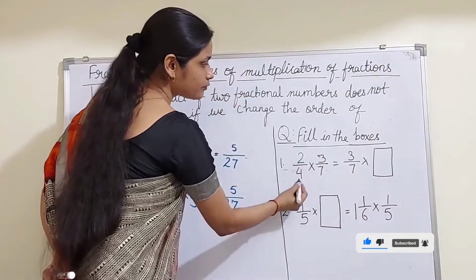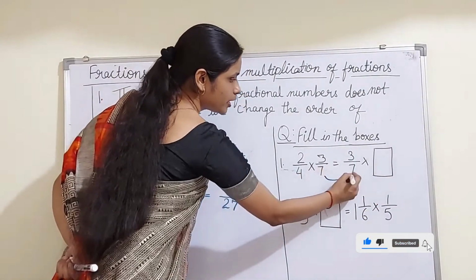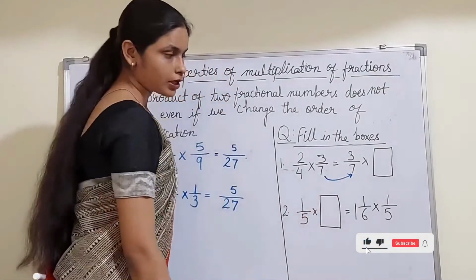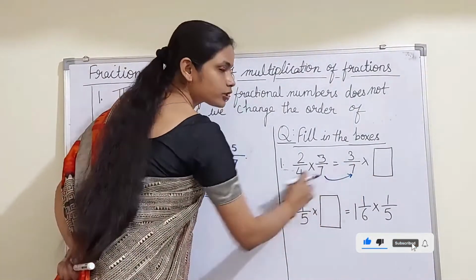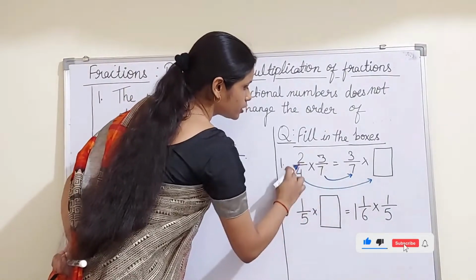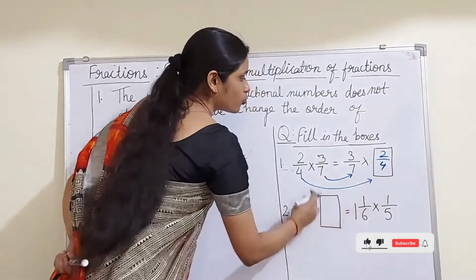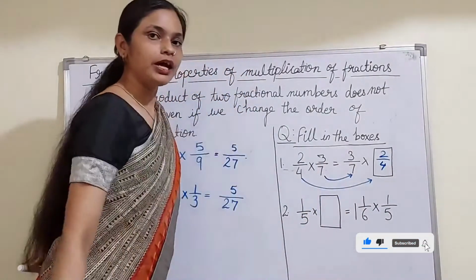Now see which fraction is written here. 3 by 7 is written here, which is also here. It means this fraction is already there. So what should be here so that both can be equal? This fraction should be written here. So on the right hand side it should be 2 upon 4. Only then both the sides will be equal.